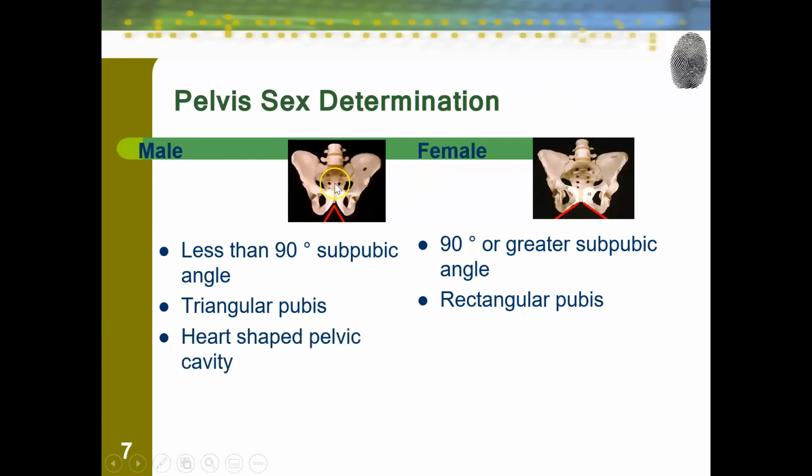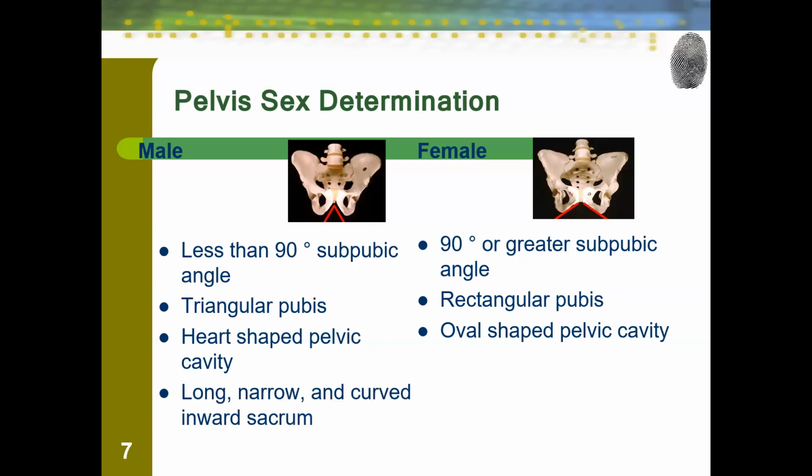Males have a heart-shaped pelvic cavity, that is the opening inside the pelvis. Now, it is not a true heart, but it does kind of look heart-shaped when you look at it, compared to females that have an oval-shaped pelvic cavity. Now, baby does have to pass through the pelvic cavity, so an oval is much more conducive to a baby going through compared to a heart-shaped.